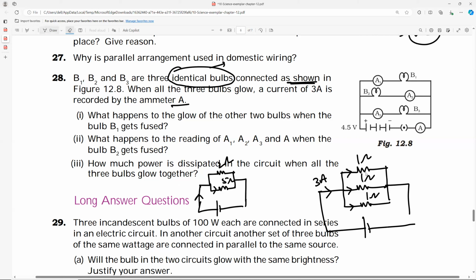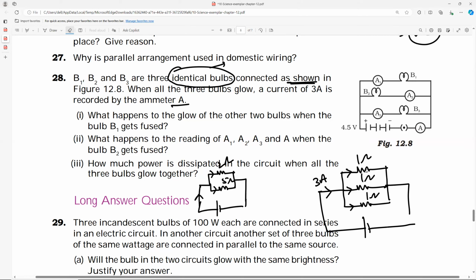Why? Because these are not equal resistors. The one which opposes more, the less current will go through it. So you know that a 5 ohm resistor is a greater opponent of current than a 2 ohm resistor. So more current will flow through the 2 ohm and less current will flow through the other one. Got it? Yes, sir. But in identical, it is very easy.